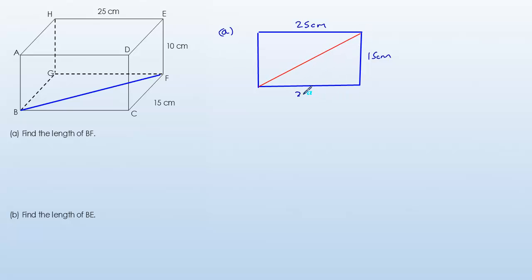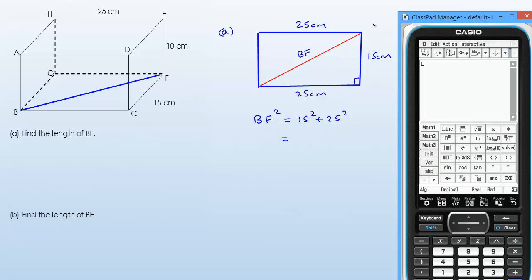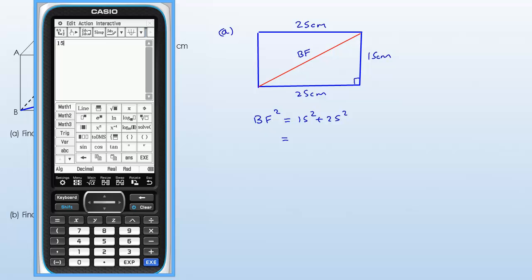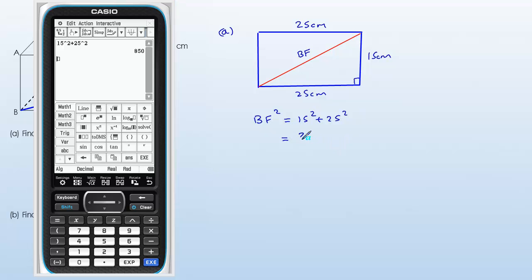So of course we can work in a right angled triangle just here. We know that rectangles have right angles, and so we can use Pythagoras' theorem. So this length is BF, and that clearly is the hypotenuse. So BF squared is going to be equal to 15 squared plus 25 squared. So let's just work that out. So 15 squared plus 25 squared is 850.